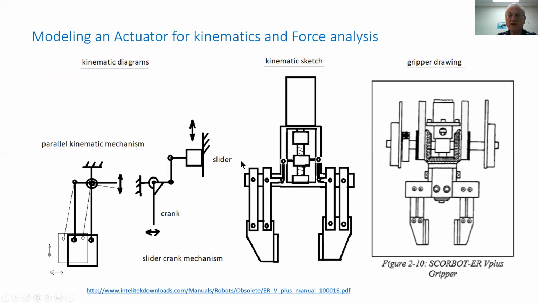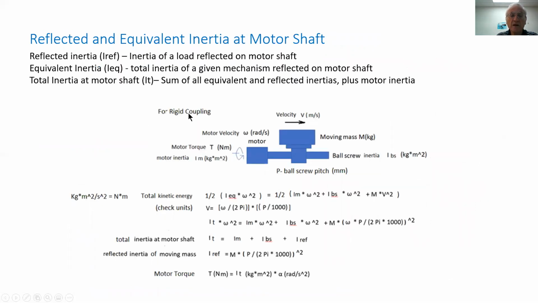Here's an example of a small mechatronics device actuated by a motor, a DC motor driving a lead screw, which opens and closes a gripper for a robot. And then here we may do a model to simplify this kinematics and then use it for force and motion analysis. Some of the principles in analyzing a system like this include the sizing of a motor. And again, that will come in a next lecture.